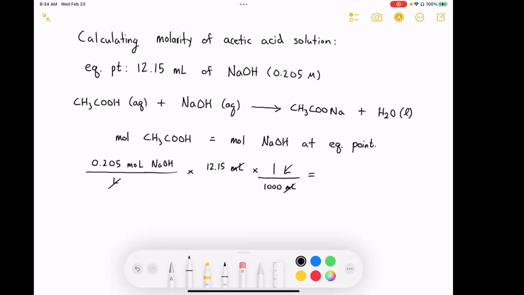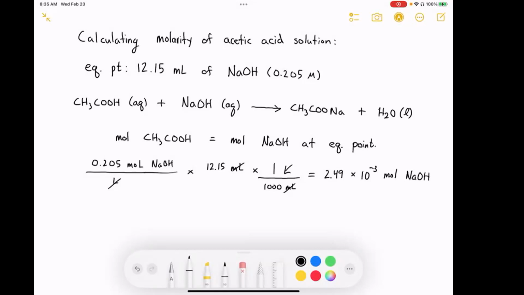we have 0.205 times 12.15 divided by 1,000, and we get a value of 2.49 times 10 to the negative third. And this makes sense, right? Because our acetic acid, the way we made it, was pretty dilute. So that's moles of sodium hydroxide.